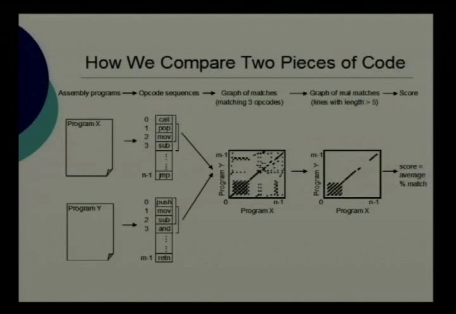After that, we walk along the x-axis and the y-axis. For each program, we count the number of opcodes that are covered by one or more of these real match lines. So we count the number of opcodes that are identical to other opcodes in the other program, and we find the percentage for each program. So the similarity score for two programs is the average of these two percentages, right? If two programs are identical, we will expect to have a score of one. And the less similar two programs are, the score would be closer to zero.